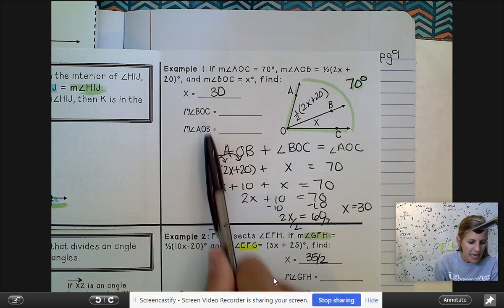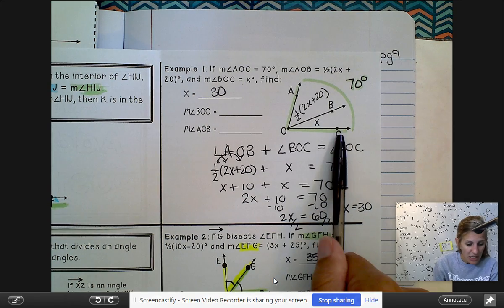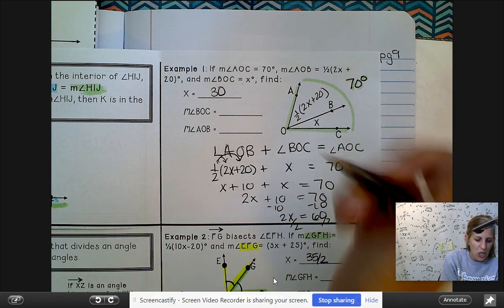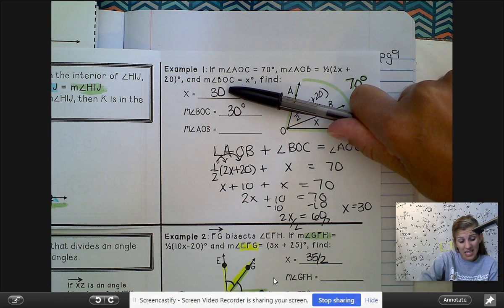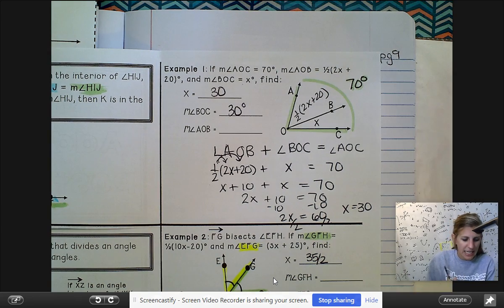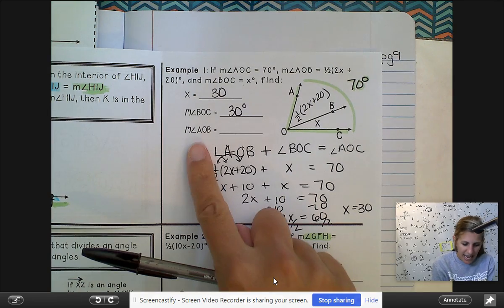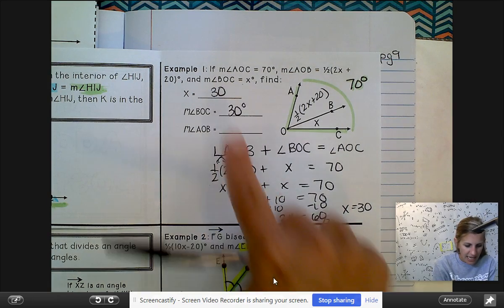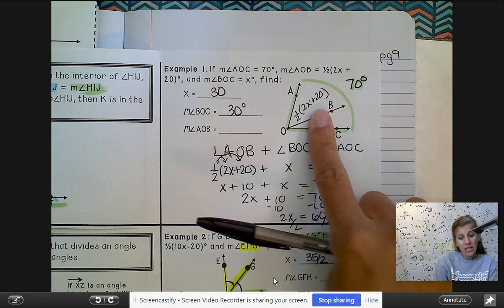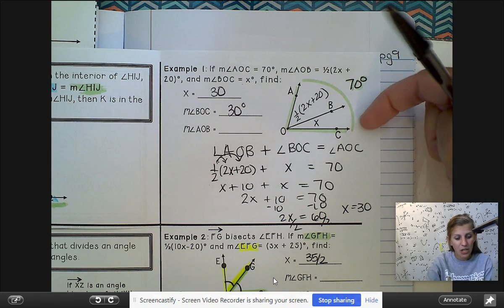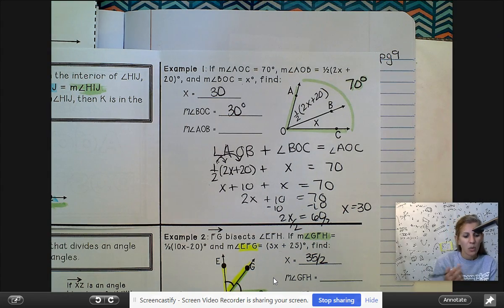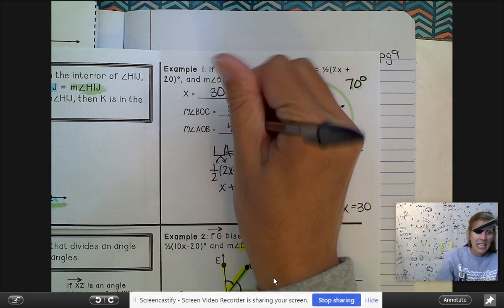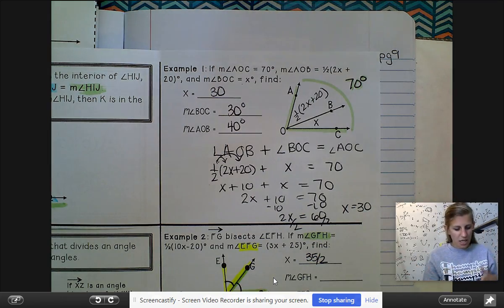Okay, so once I know that x is 30, I can plug it back in to get BOC and AOB. BOC is actually easy because BOC is just x. So the measure of that angle is 30 degrees. And this is different: the earlier number was the value of x, and this is the angle measure, so 30 degrees. Then I can find AOB a couple of different ways. I can plug the 30 in there, but I also already know that the whole angle measures 70 degrees, and now I know that part of it is 30. So the other part has to be 40, because it all has to add up to 70. I subtract to find the other one, and hopefully that's not so bad.